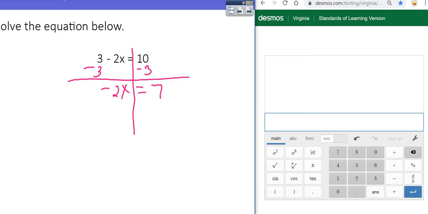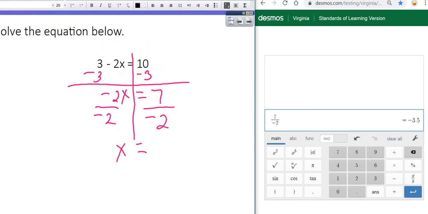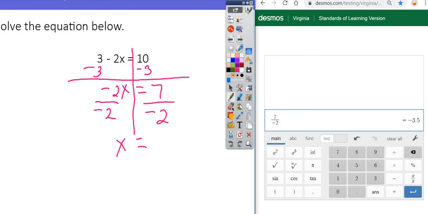Okay? So then we look and we say, okay, negative 2 times x equals 7. How do you undo multiplication? Well, you have to divide by whatever's being multiplied by that x. So when we go over to Desmos, you can take 7 divided by negative 2 and you get negative 3.5. Let me try to fix what's going on here. Okay, we got it. Negative 3.5.